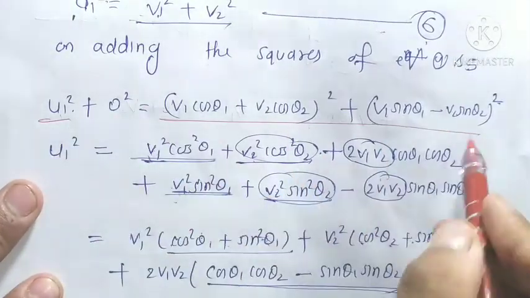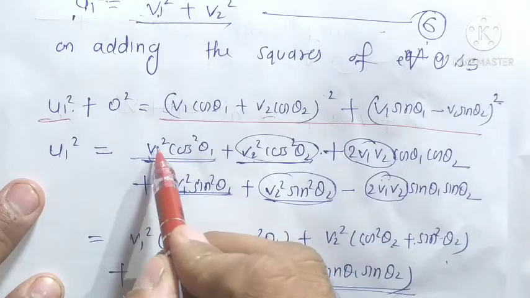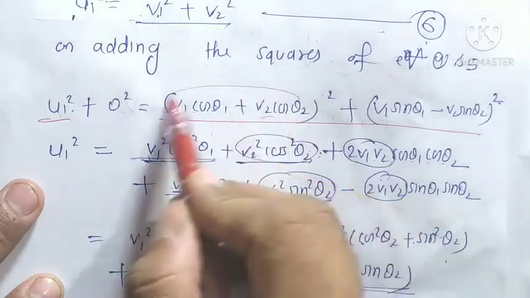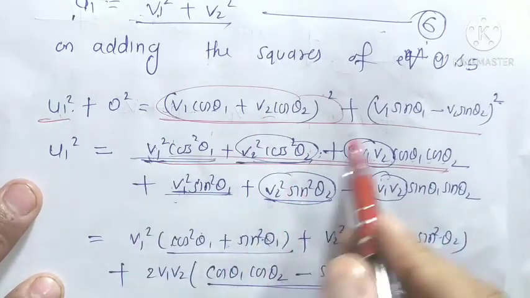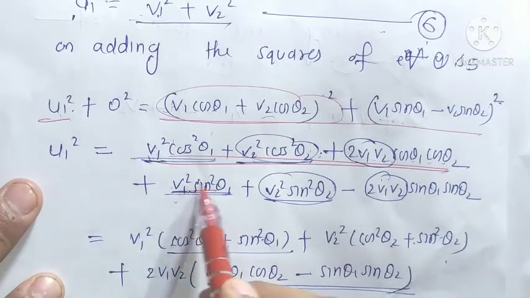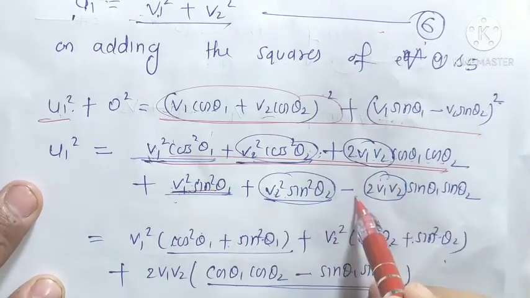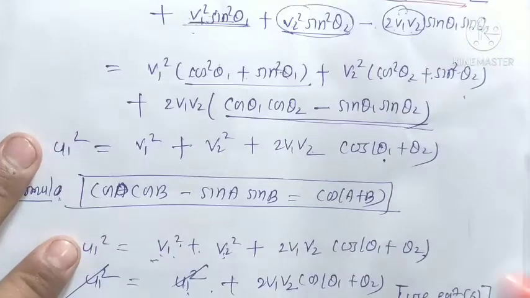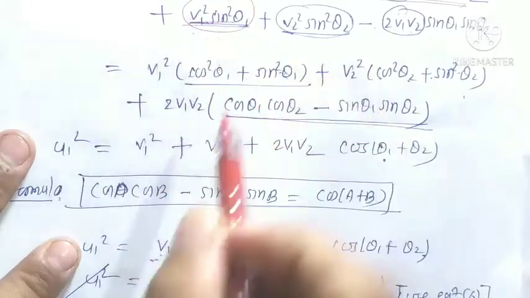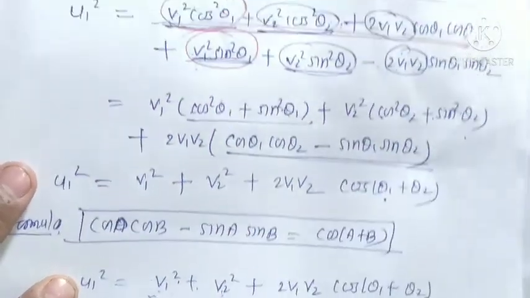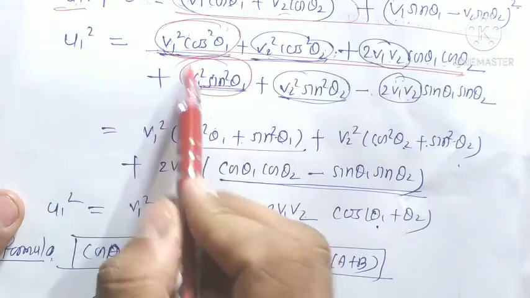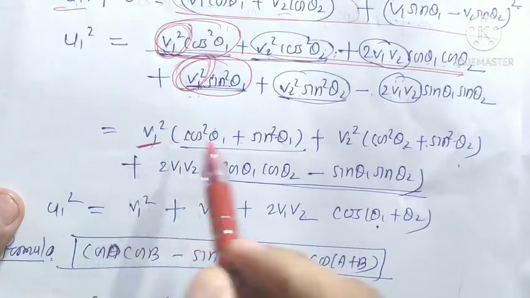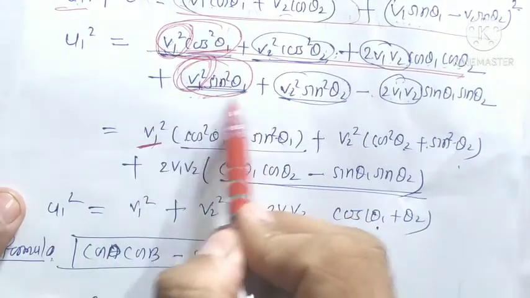After that, we expand it. We get v1 square cos square theta 1, v2 square cos square theta 2, 2 v1 v2 cos theta 1 cos theta 2, and v1 square sin square theta 1, v2 square sin square theta 2 minus 2 v1 v2 sin theta 1 sin theta 2. Now we take the first two terms and take v1 square common. What is left inside the bracket is cos square theta 1 plus sin square theta 1.